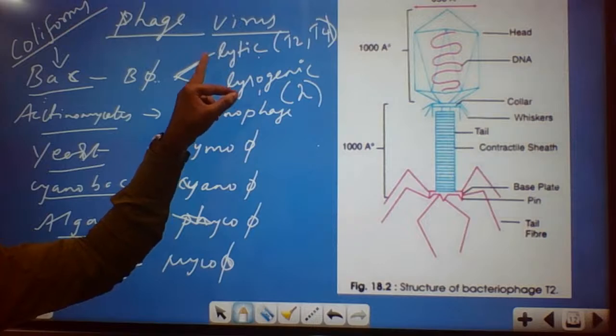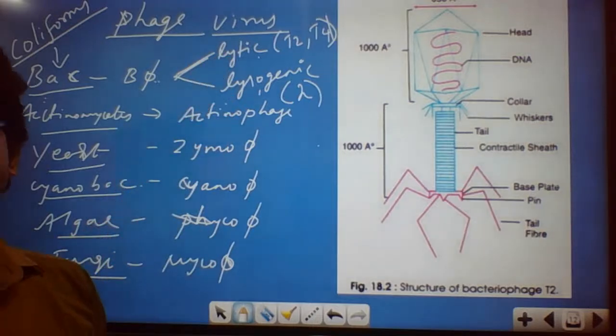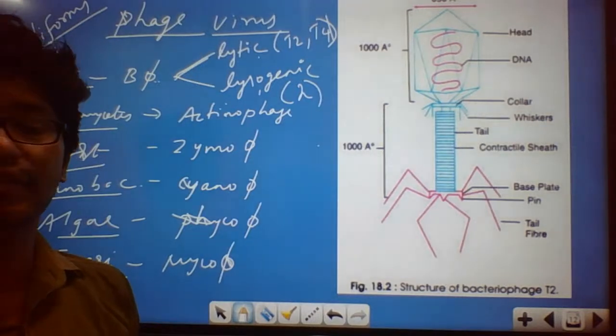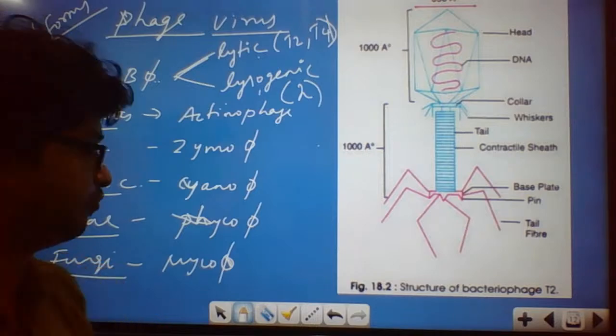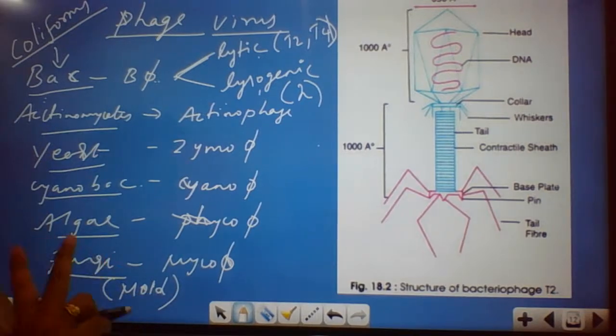Lytic is mostly virulent because it's destroying the host cell, right? Why are yeast and fungi separated? Because fungi exist in two forms: the yeast form and the mold form. This is what we call a mold. I hope you remember fungi has two types: mold form and yeast form.